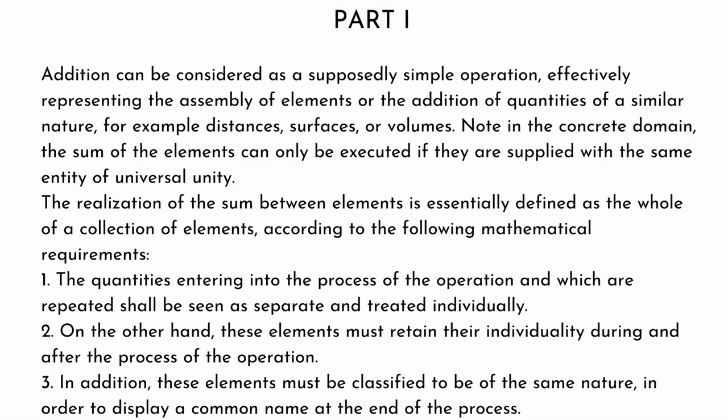The realization of the sum between elements is essentially defined as the whole of a collection of elements, according to the following mathematical requirements. 1. The quantities entering into the process of the operation and which are repeated shall be seen as separate and treated individually. 2. On the other hand, these elements must retain their individuality during and after the process of the operation. 3. In addition, these elements must be classified to be of the same nature, in order to display a common name at the end of the process.